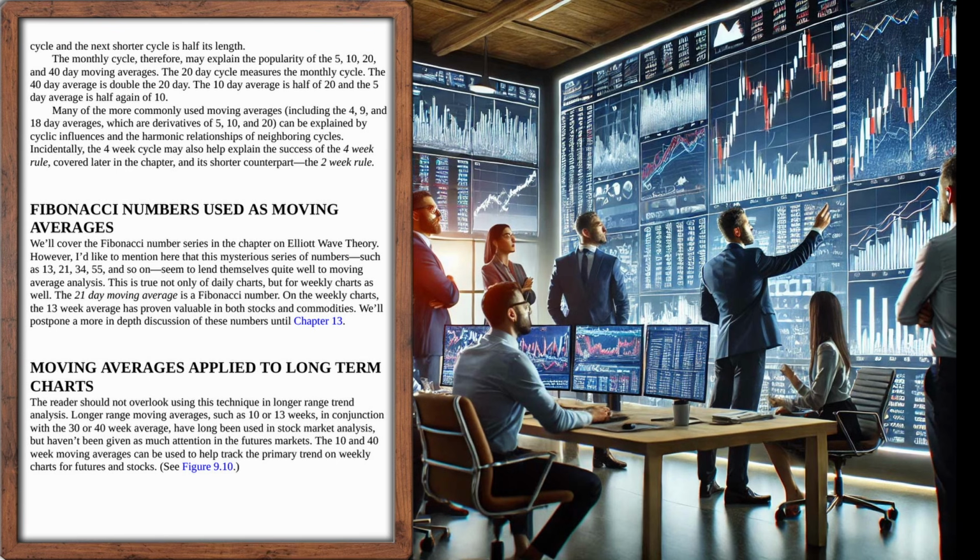Fibonacci numbers used as moving averages. We'll cover the Fibonacci number series in the chapter on Elliott wave theory. However, I'd like to mention here that this mysterious series of numbers, such as 13, 21, 34, 55, and so on, seem to lend themselves quite well to moving average analysis. This is true not only of daily charts, but for weekly charts as well. The 21-day moving average is a Fibonacci number. On the weekly charts, the 13-week average has proven valuable in both stocks and commodities. We'll postpone a more in-depth discussion of these numbers until Chapter 13.